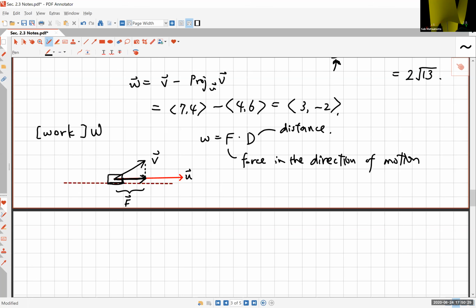And so we have to calculate the projection or the magnitude of the projection in order to find the work in physics. Okay, so as I said, F in this case is the force in the direction of the motion, and so remember this F is of course the projection of V onto U. And of course, we have already calculated this. That's U dot V divided by U dot U times U.